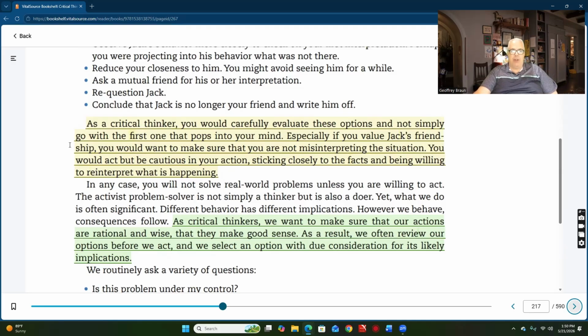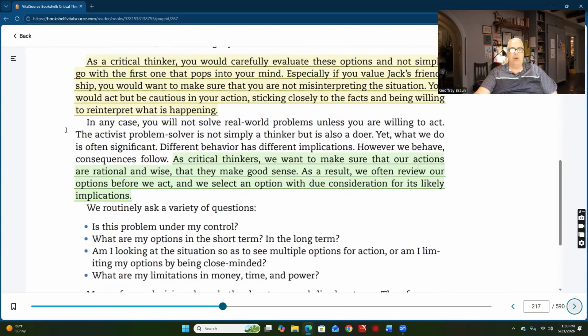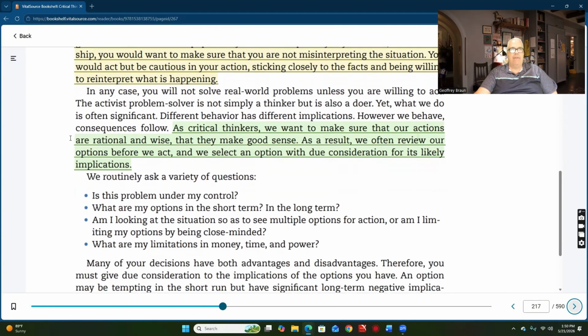Especially if you value Jack's friendship, you would want to make sure that you are not misinterpreting the situation. You would be cautious in your action, sticking closely to the facts, being willing to reinterpret what is happening. So again, you have to continually re-examine, reevaluate, step back, look, add, delete, change direction, emphasis, whatever, right? Especially the more complex it is, the more of the examining and reevaluating and changing, reapplying of yourself and your thinking you'd have to do, right?